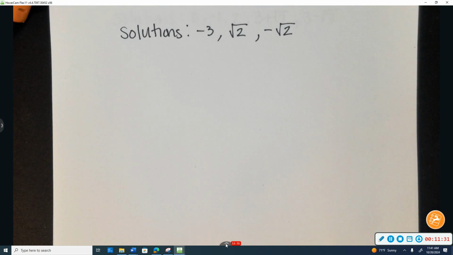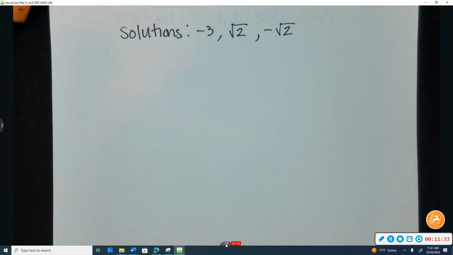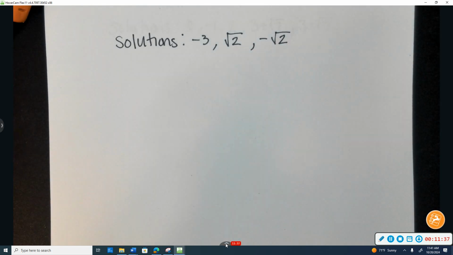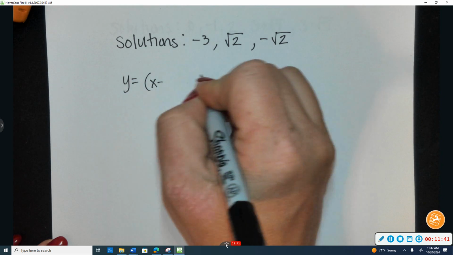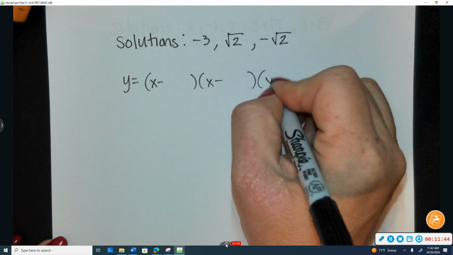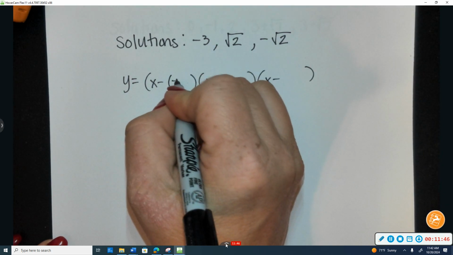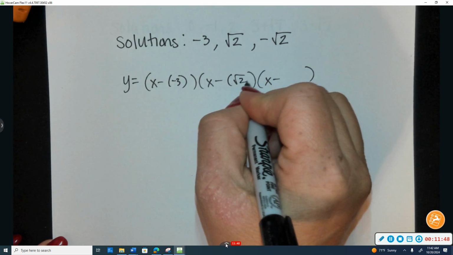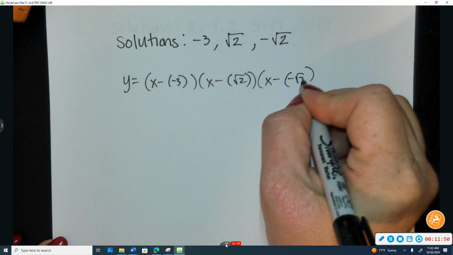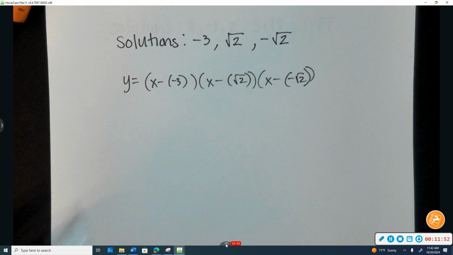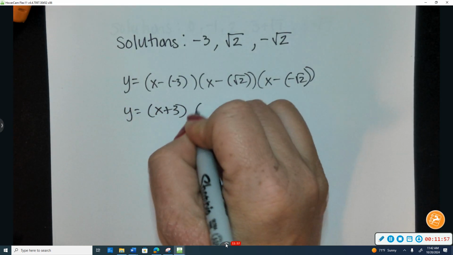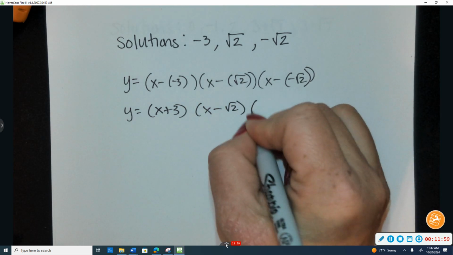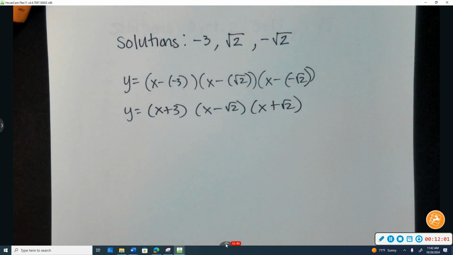Same concept now, but instead of me just providing you with only integer solutions, we're now going to involve values that are not quite as pretty. So let's get started doing the exact same thing. We're going to have x subtract, and x subtract. In here, I'm going to drop in a negative 3, the square root of 2, and negative square root of 2. Two negatives make a positive. Y equals x plus 3, x minus the square root of 2, and x plus the square root of 2.